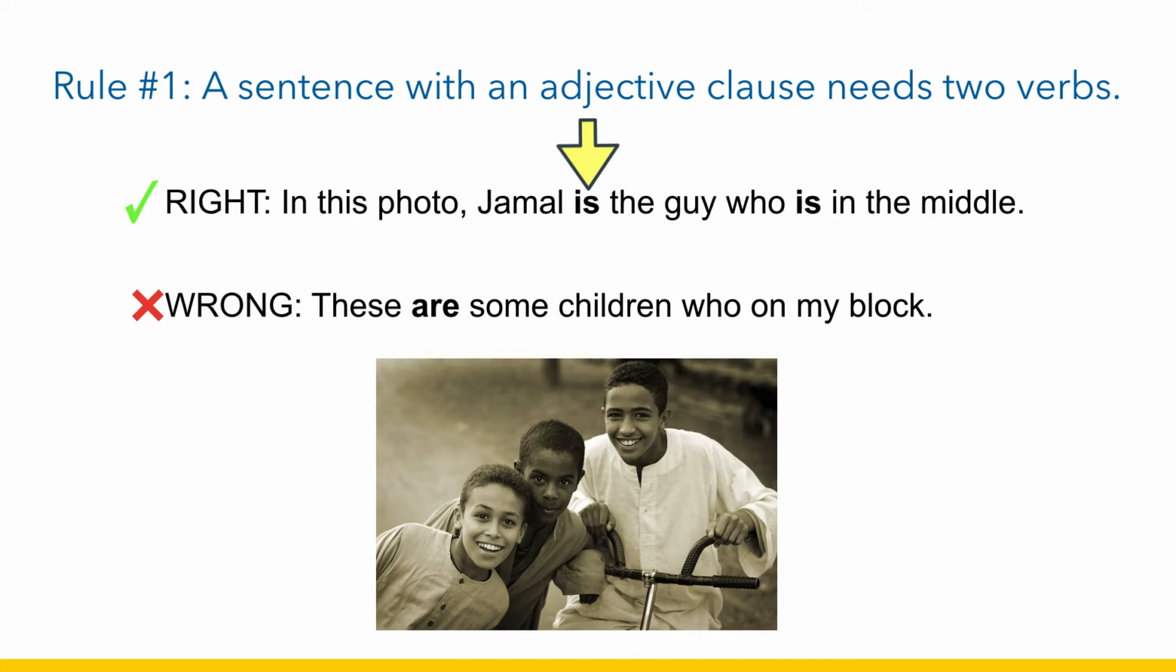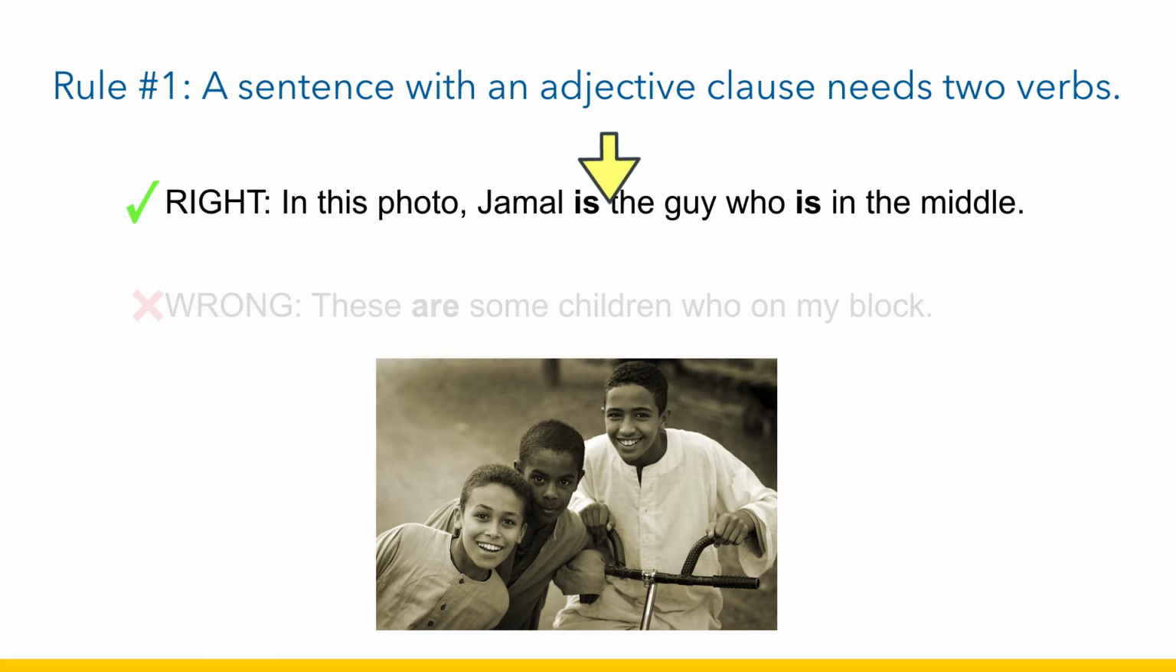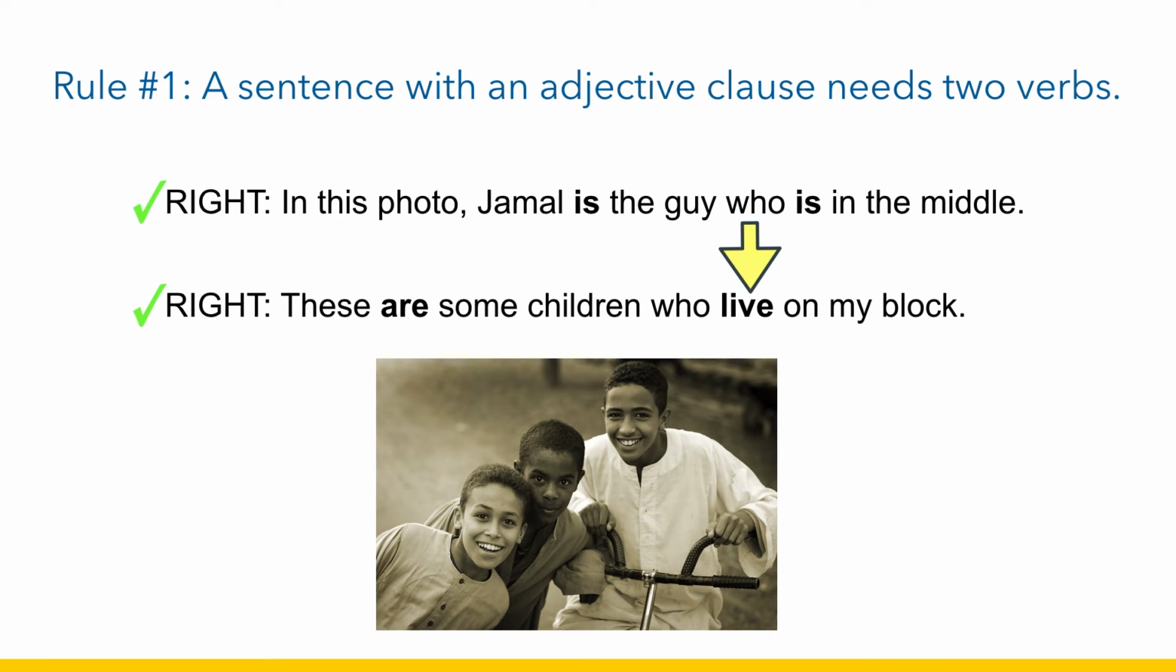In the second sentence, we have a verb in the main clause, but we're missing a verb in the adjective clause. Can you fix it? Here's one way. These are some children who live on my block. So remember, a sentence with an adjective clause needs 2 verbs.